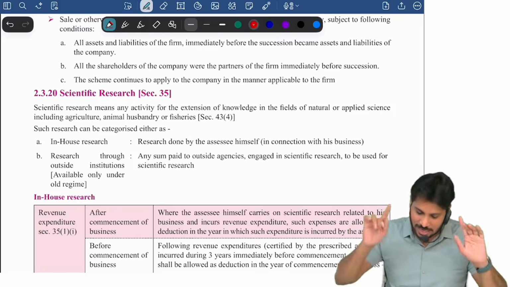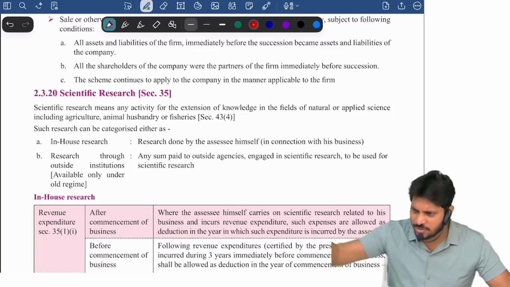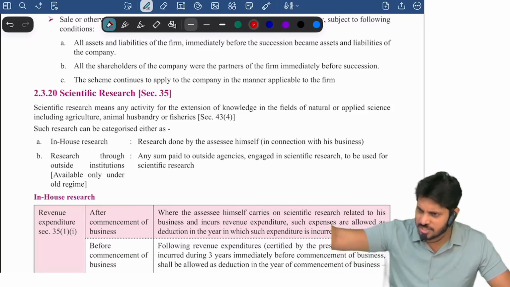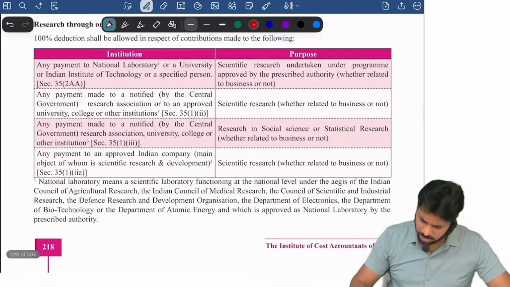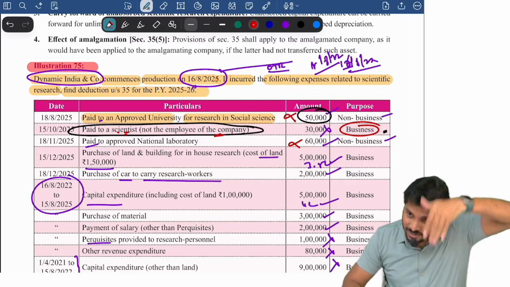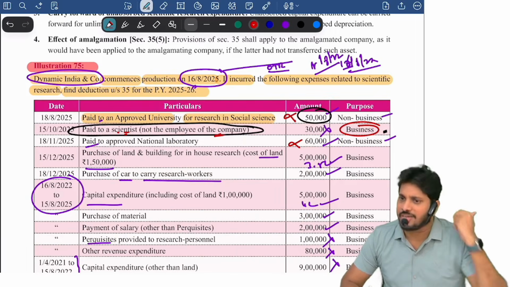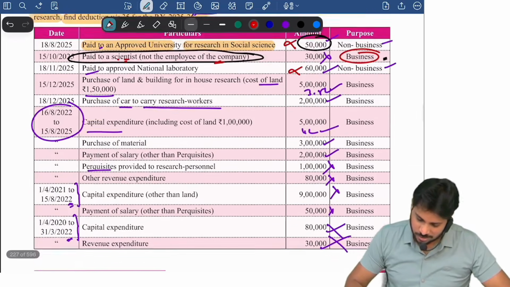No. Yeah. Correct. It is incurred for the business purpose, directly spent by me, because I paid the scientist honorarium or some professional fee. Allowed. 30,000 is allowed. I was thinking it as a contribution. No. It is incurred within my R&D facility. Some scientist is working. I paid him the fee. Allowed. 100% deduction allowed.